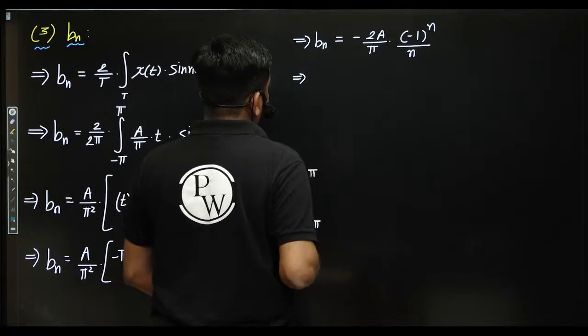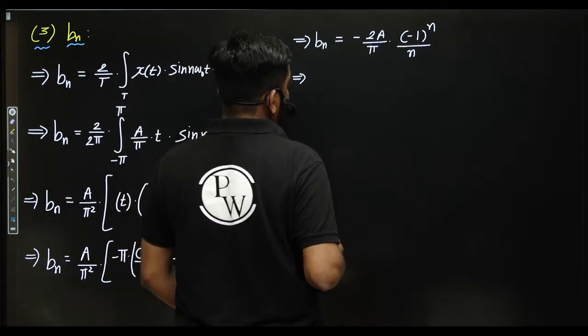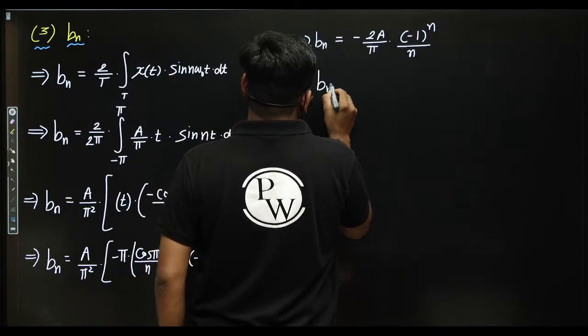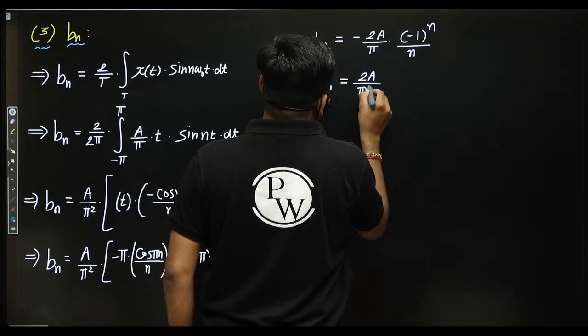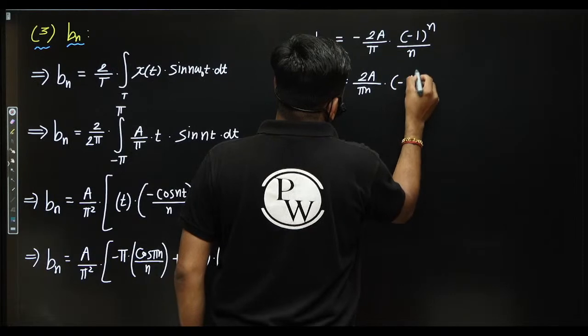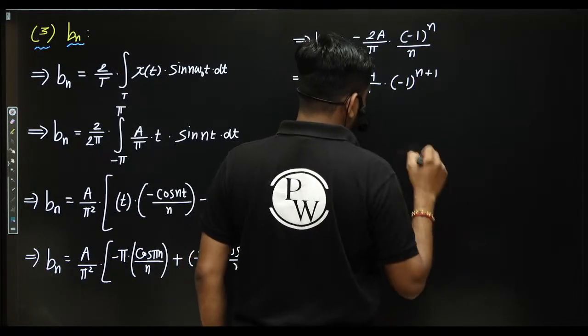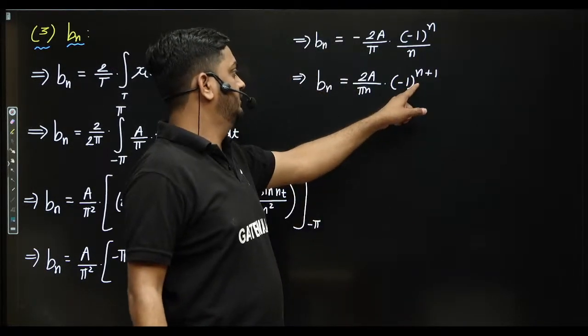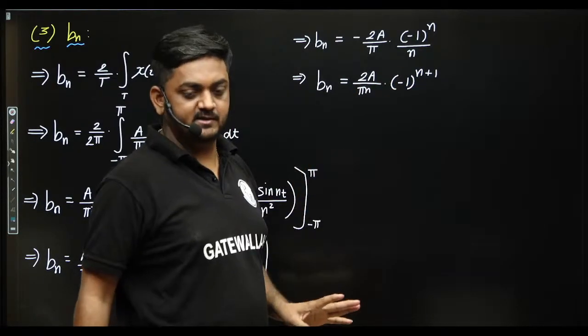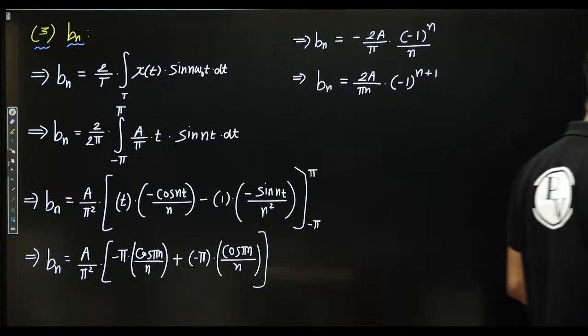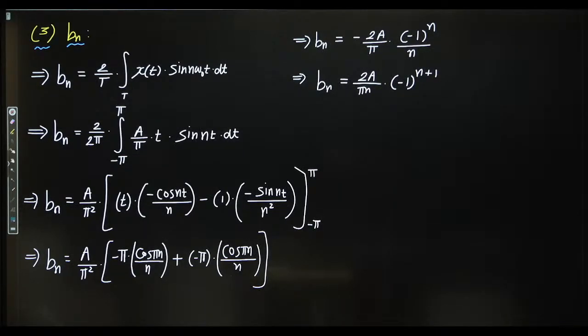So this is your bn, guys, correct. Please check once. So bn is equal to, we can write like this, 2a by pi n, 2a upon pi n, and this is minus 1 power n plus 1. So if you put the odd value of n, then positive coefficient, and even value of n, then negative coefficient, guys, correct. So sincerely please check once. Are you getting this also? Bn, same thing you got?